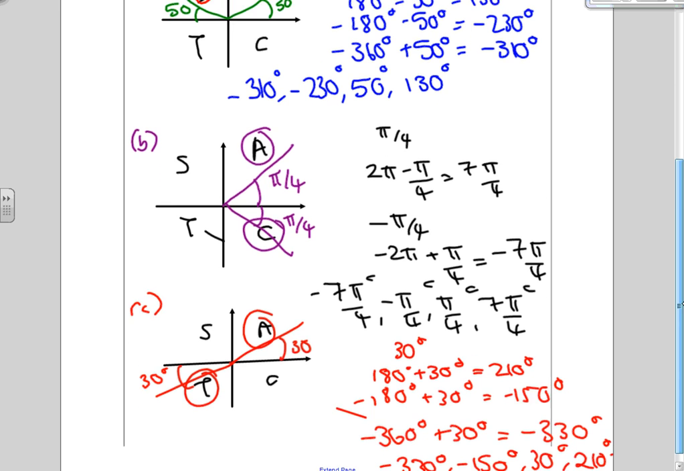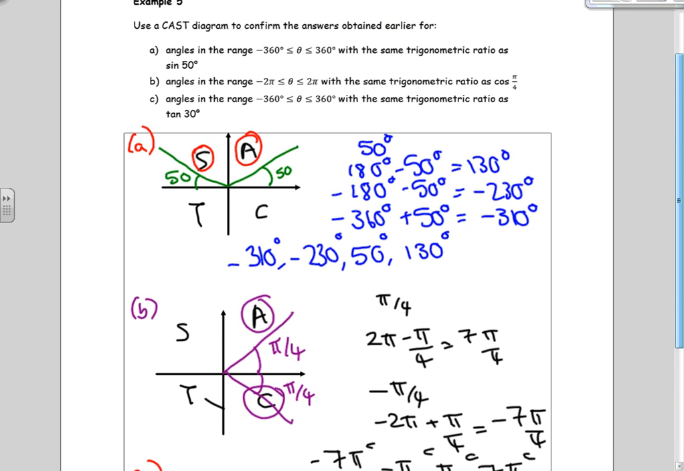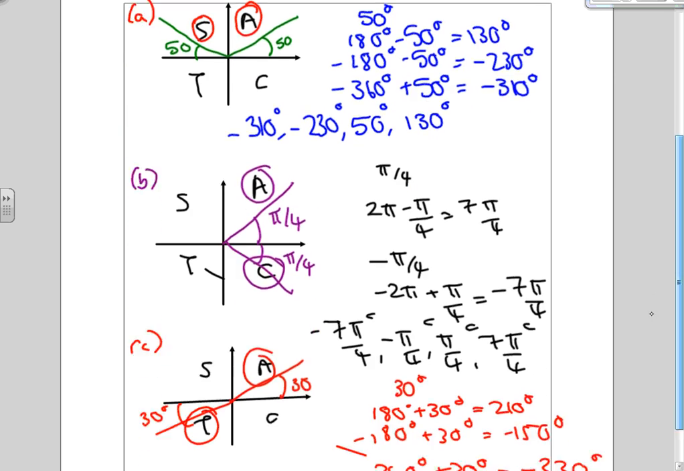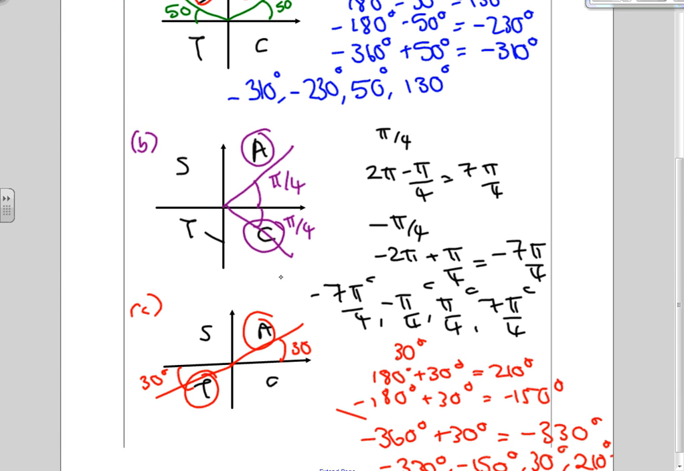So as you can see, it doesn't matter if you use the CAST diagram or if you draw out the graphs of sine, cos and tan, you end up with the same answers. But if you make a mistake on drawing out the graphs of sine, cos or tan, then you will get the incorrect answer. Whereas if you learn how to use the CAST diagram well, it becomes much quicker and easier and creates fewer errors than drawing the graphs.